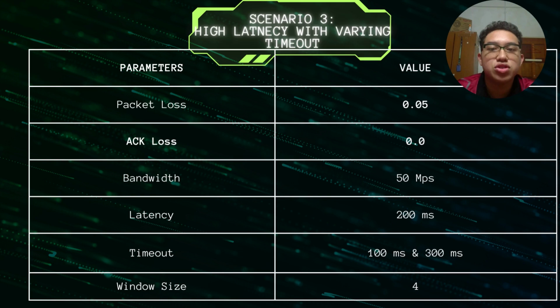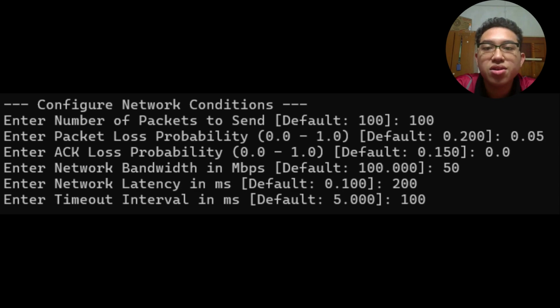If the timeout is too short, unnecessary retransmission may occur. If it's too long, the protocol may be slow to respond. This helps us understand how timing affects efficiency. These are configured network conditions for scenario 3.